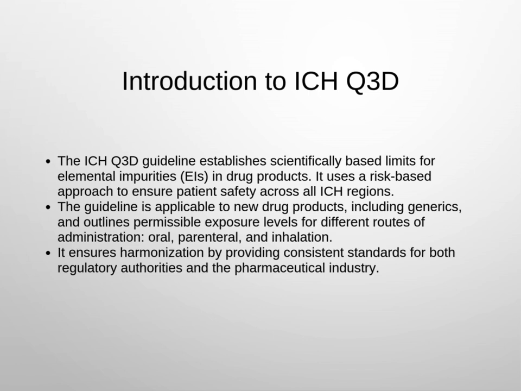The ICH Q3D Guideline is a harmonized standard that establishes acceptable limits for elemental impurities in drug products. It provides a risk-based approach that helps ensure patient safety while supporting manufacturing efficiency. Elemental impurities may come from various sources: raw materials, processing equipment, water, or even packaging components. The Q3D guideline applies to new drug products across all ICH regions and considers the route of administration, oral, parenteral, and inhalation, as a critical factor in safety evaluation. In simple terms, Q3D helps us manage the risk of toxic metals in our medicines.